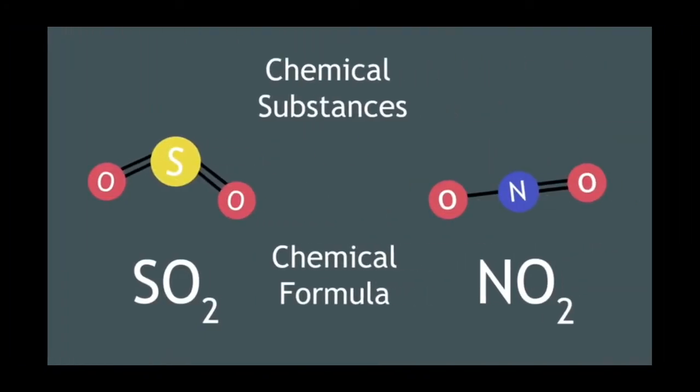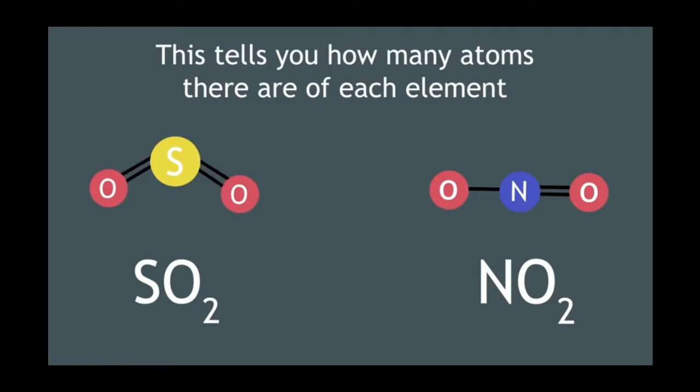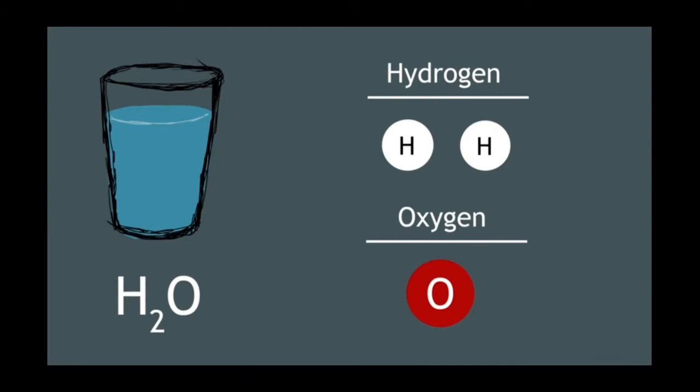Usually, chemical substances are written using their chemical formula. For example, sulfur dioxide is written as SO2 and nitrogen dioxide is written as NO2. So, the chemical formula tells us how many atoms are present. You know that water is written as H2O. It tells us that there are 2 hydrogen atoms and 1 oxygen atom.